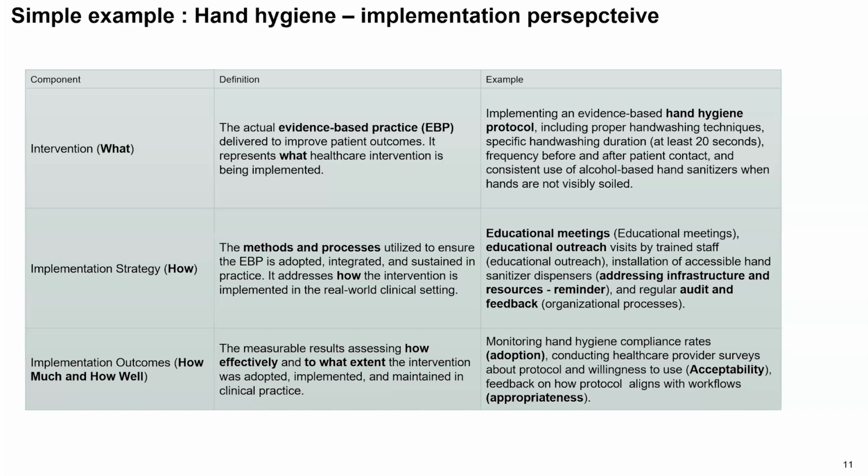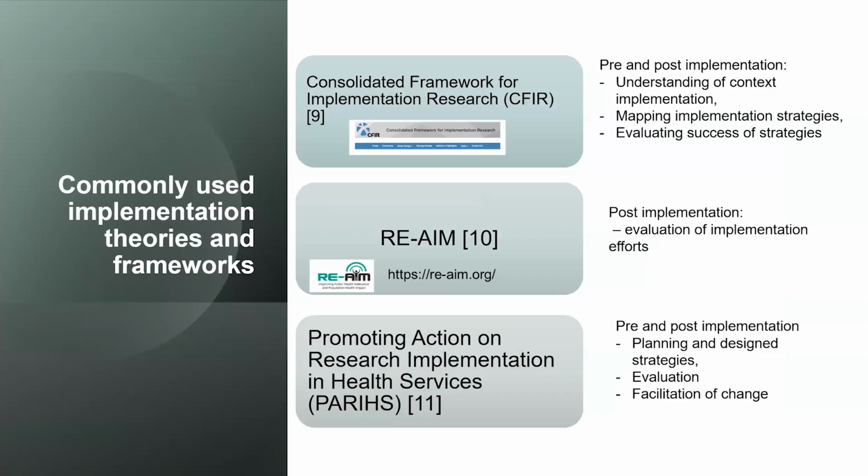So these are all things that, as you can see, if we have a really good understanding of what the intervention is and what the barriers are, we can map some of these strategies to try and bridge that gap between the evidence and practice. And then once we've actually put the intervention into practice, we look at how successful we have been when we look at those implementation outcomes.